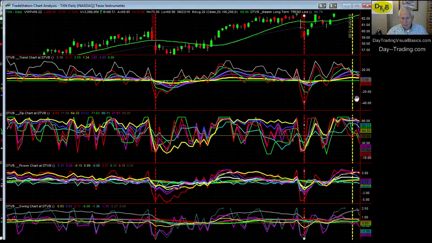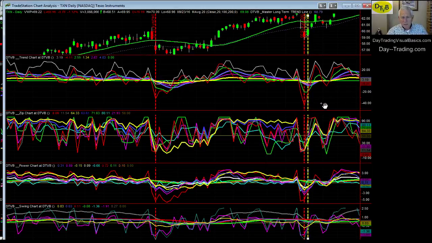Here's one thing I want to point out to you that I've mentioned before. Next day, after this red vertical line, you have a red peak. The Zip red is at 98 and the Zip yellow is at 34. That's a red peak. It's going down tomorrow. But it doesn't, does it? You can see that it gaps up significantly the next day. Why is that?